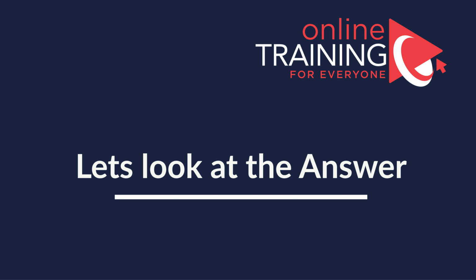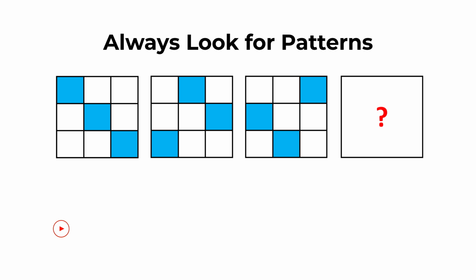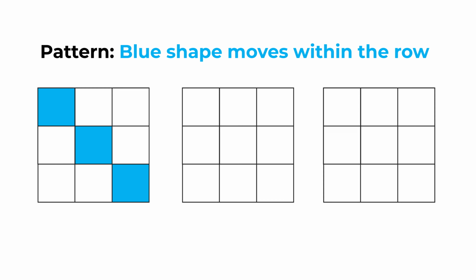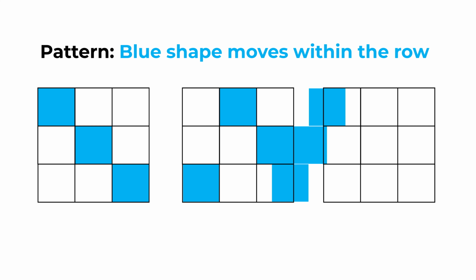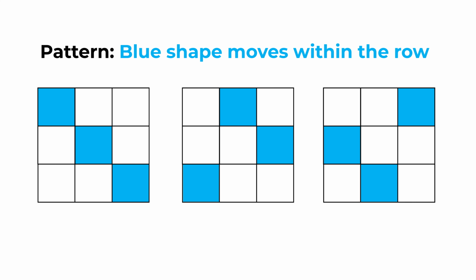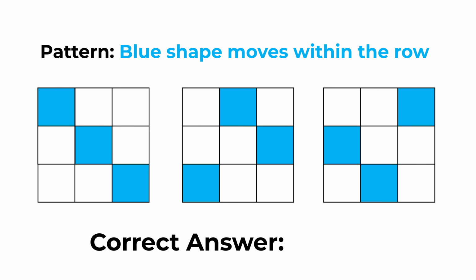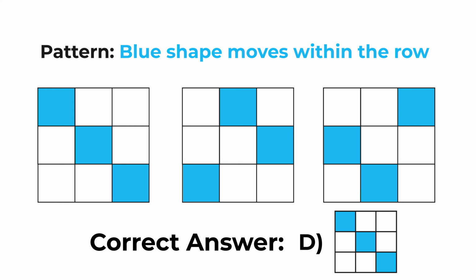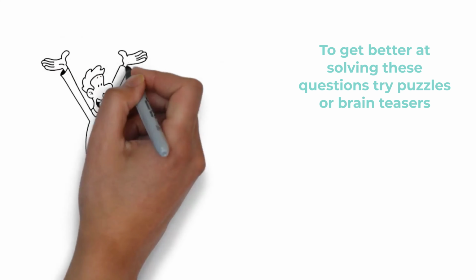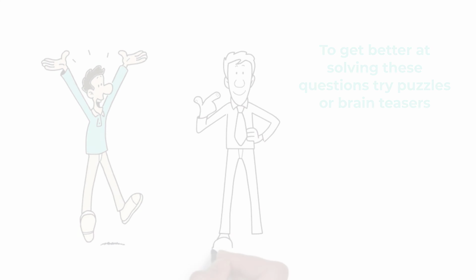As always, my advice to you, look for patterns. And determining the pattern is key to solving this particular problem. What you need to know to answer this particular question is that the blue shape moves within the row of the larger shape. In each row, the blue shape moves from left to right, one step at a time. And once the blue shape reaches the end of the row on the right, it reappears on the left. So the correct answer here is choice D. Hopefully you've nailed this question and now know how to answer similar problems on the test.